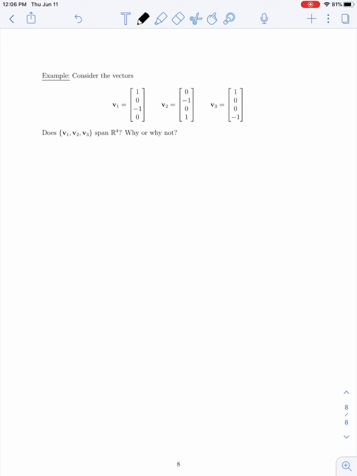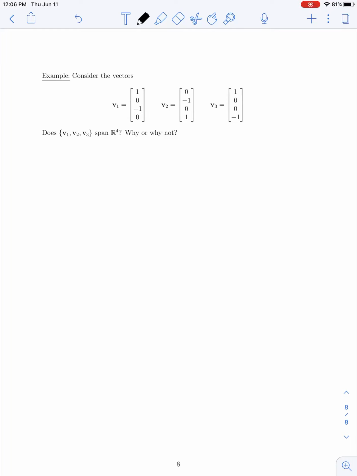So in our last example, we are given a set of vectors, v1, v2, and v3, which are vectors in R4. They have length 4. And the question is, does the set of these vectors, v1, v2, and v3, span all of R4? And then why or why not?